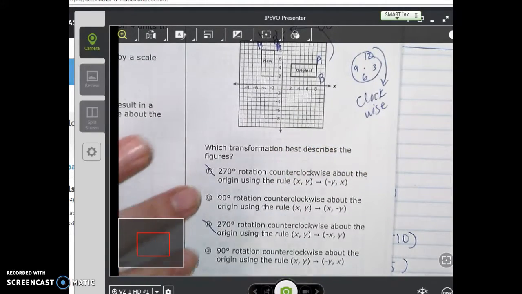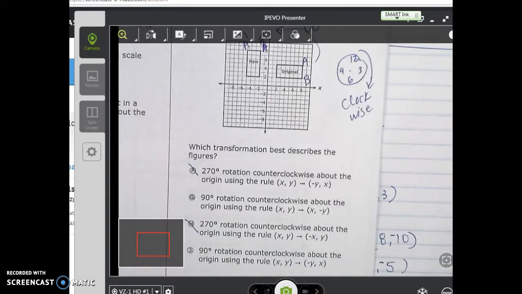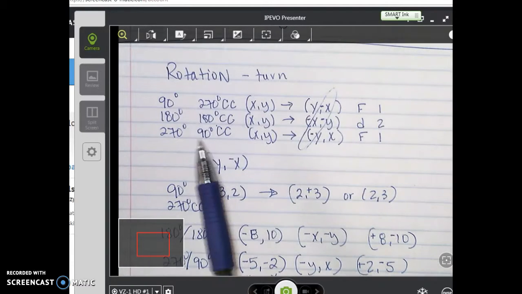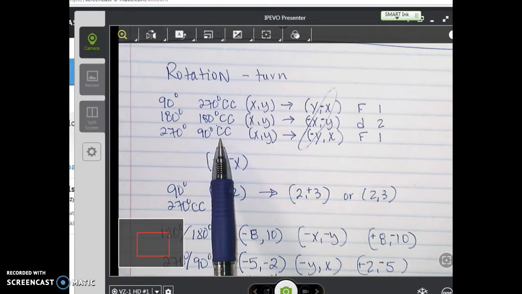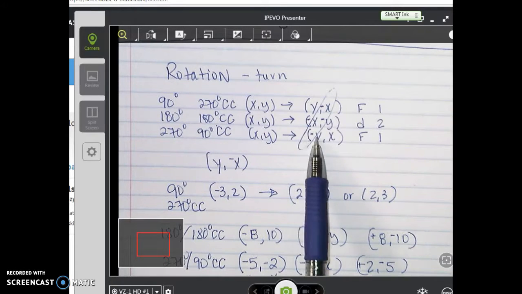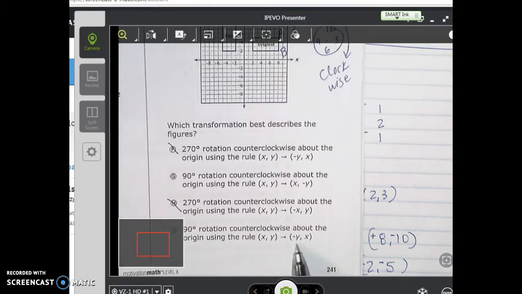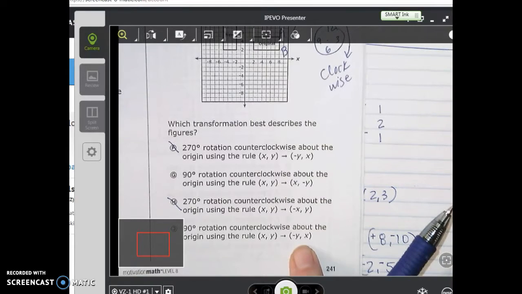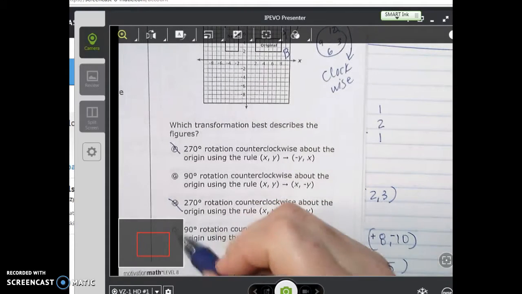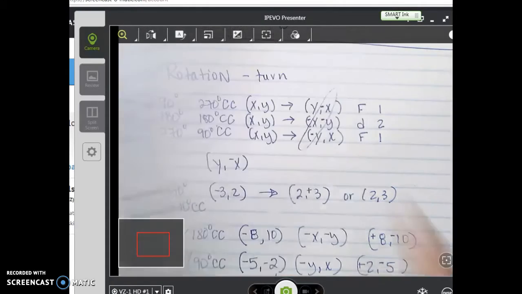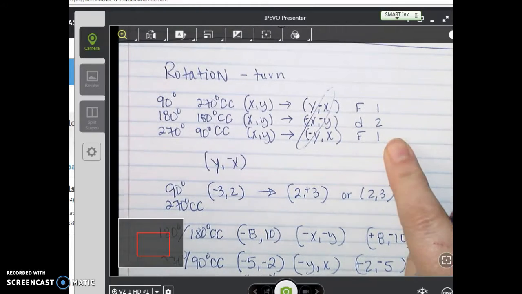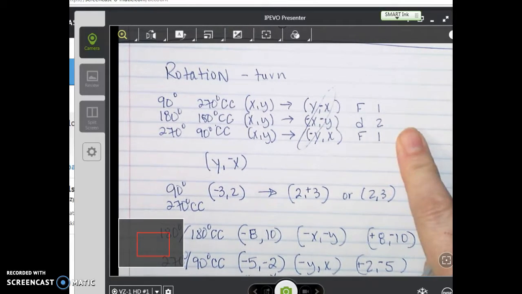And if you're looking at your rule and refer back to your personal rule, you went 90 counterclockwise, which is right here. So it should be negative y comma x, and that is choice J. You will have to write this on your STAR test when you get your test. First thing you do, that way you don't forget.